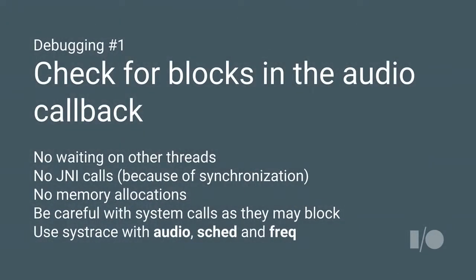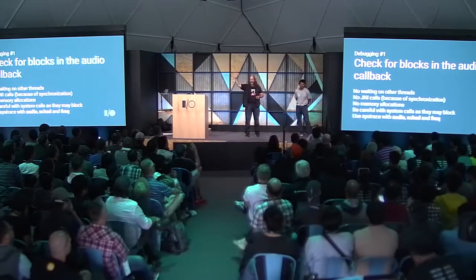So the first thing you want to do is check for any blocks in the audio callback. This means going through your code, analyzing it, and checking for things like waiting on other threads, or JNI calls, which is kind of like waiting on other threads because it adds synchronization, which could block you. Memory allocations, believe it or not, can actually block you. Not shocking. System calls can also block, and of course, you can use systrace with audio, sched, and freq. And how many people here use systrace? Raise hands. That is not nearly enough. More people should use systrace. It is an awesome, awesome tool.